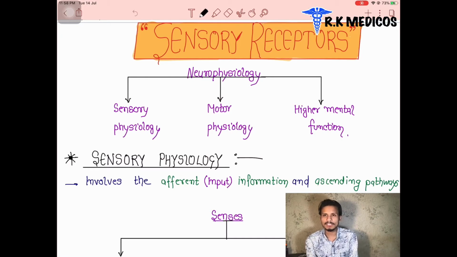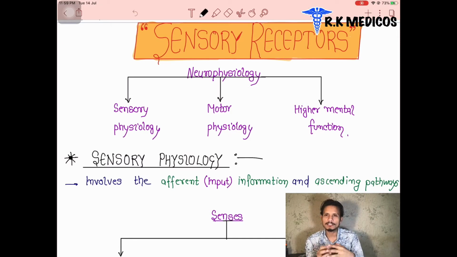So let's start this topic, which is in huge demand. In neurophysiology, this topic is most important for understanding how the organ system is working in our body, so you have to concentrate on it. In neurophysiology we are going to see several parts, and we are going to study everything part-wise.